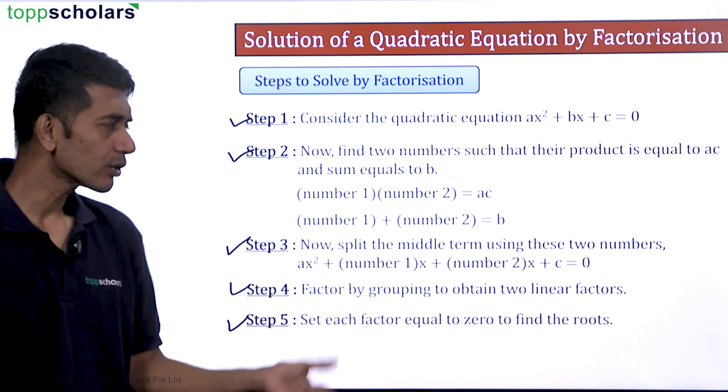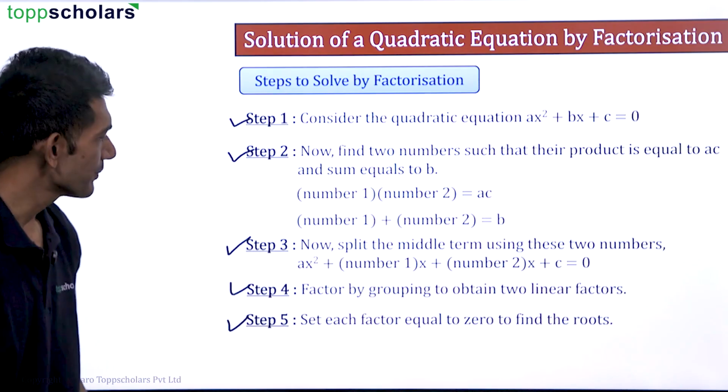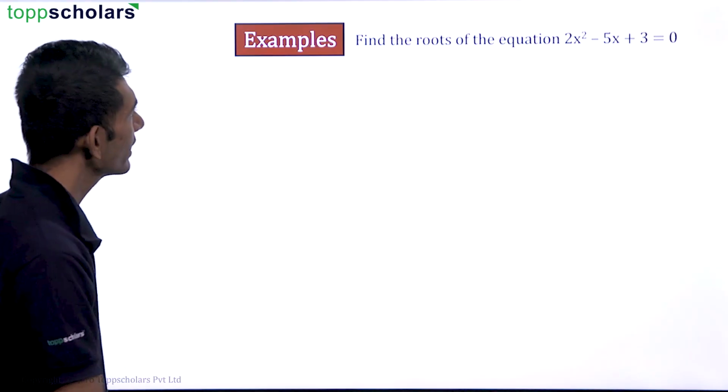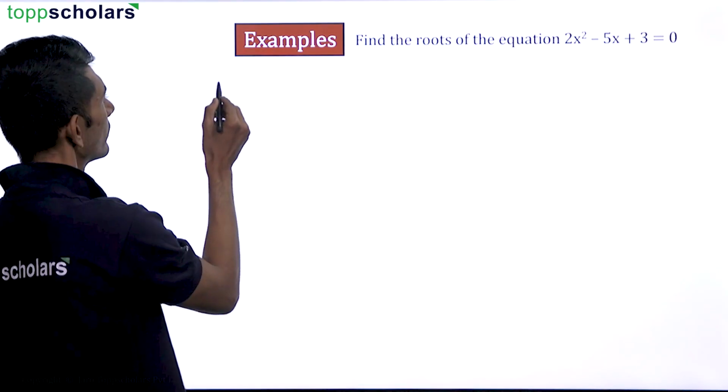So theoretically it looks complicated, but it is very easy because you have already studied that in your 8th grade as well. Okay, let's continue. Here is an example. So find the roots of the quadratic equation 2x square minus 5x plus 3 is equal to 0.